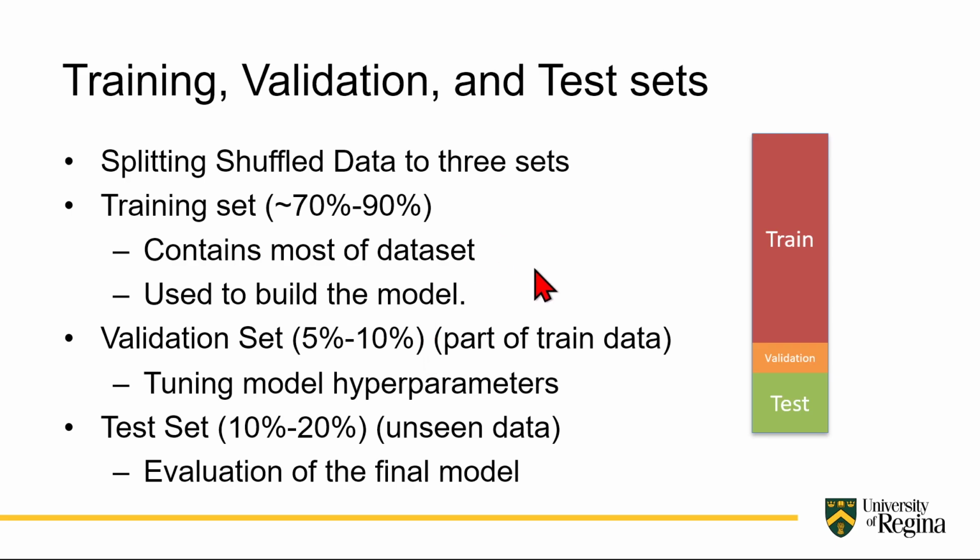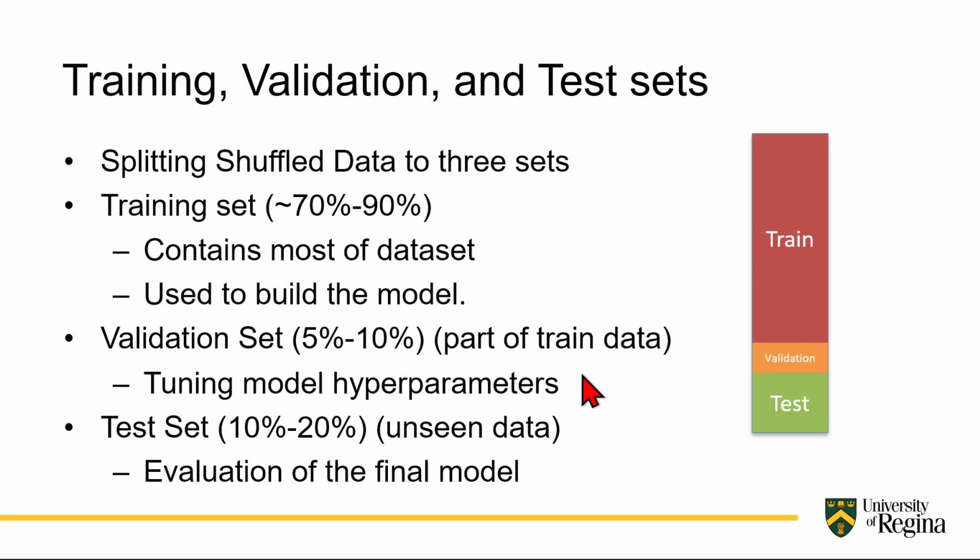If you want to evaluate your model, you need to make sure that you do it properly. So the proper and conventional way to perform training and evaluating is to split your data set into three sets. First, shuffle your data and split it into three sets. One set is for training, which is around 70 to 90% of your data, and it contains most of your data and is used to build a model.